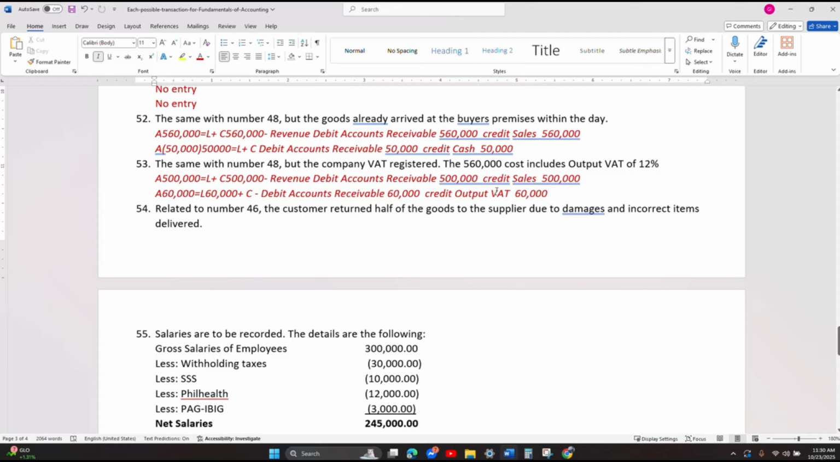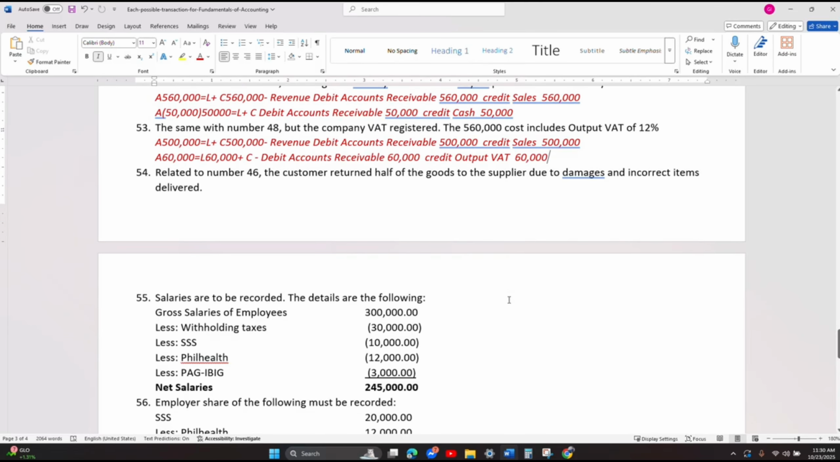So in the books, that is what we call complex entries, whereby there are two debits or two credits in one entry. Okay? So that's number 53.